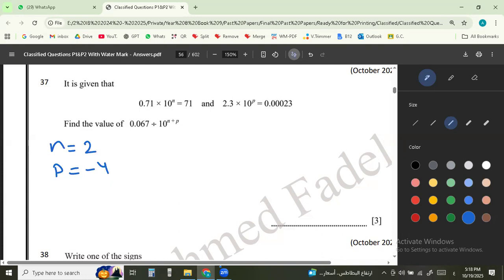Let's find the value of this. 0.067 divided by 10 to the power of what? n plus p: 2 plus -4 is -2. So moving it to the right, this is the same as 0.067 times 10 to the power of 2, which is equal to 6.7.